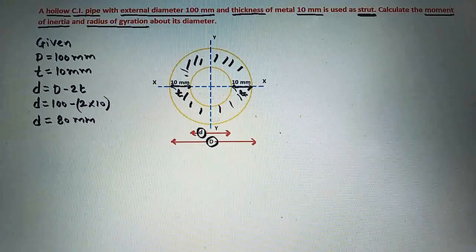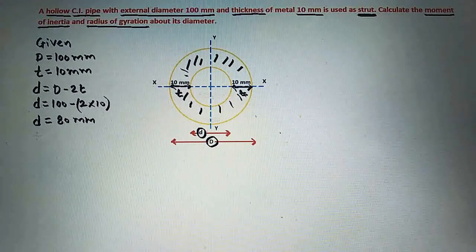What we have to calculate? We have to calculate the moment of inertia and radius of gyration about its diameter. So in case of this hollow circular pipe, we will consider the two diameters here, along x-axis and along y-axis. Why? Because we have the formula for moment of inertia and radius of gyration in case of this hollow circular section for both x-axis and y-axis.